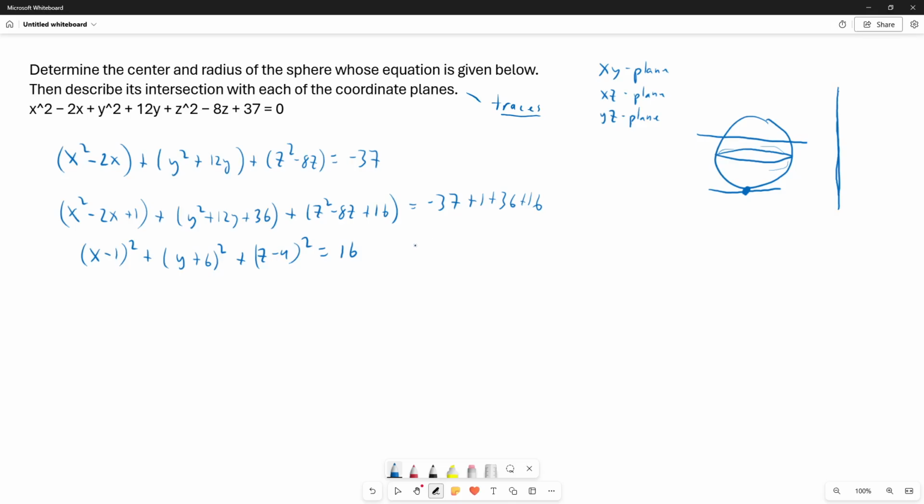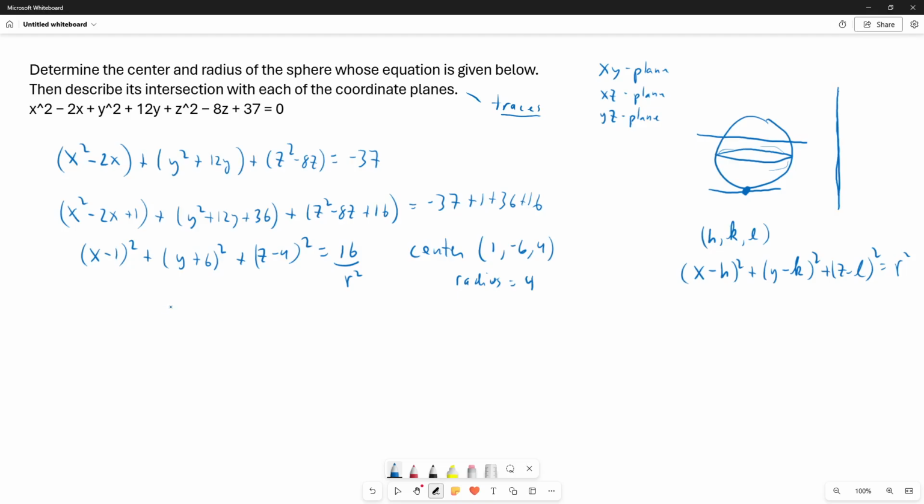So our sphere has a center. Remember the equation of a sphere with center at (h, k, l) is (x minus h) squared plus (y minus k) squared plus (z minus l) squared is equal to the radius squared. So our center is at 1, negative 6, 4. And our radius, this is the square of the radius, so our radius is 4.